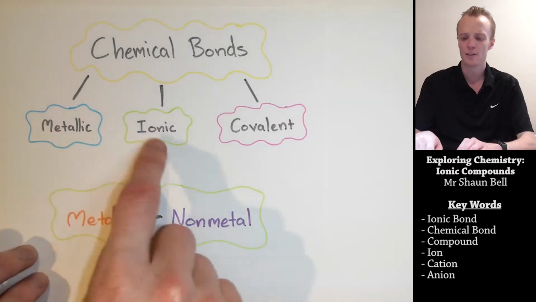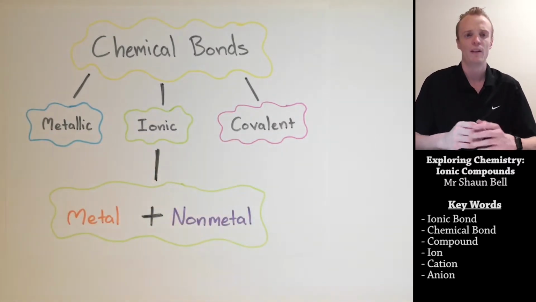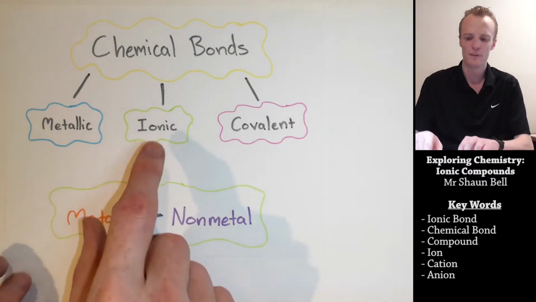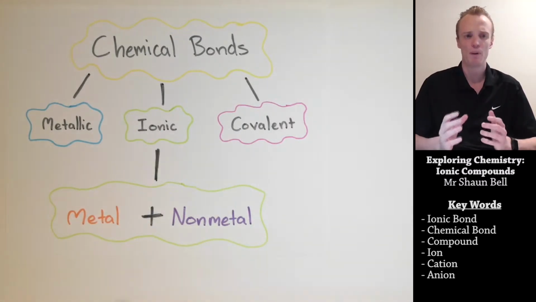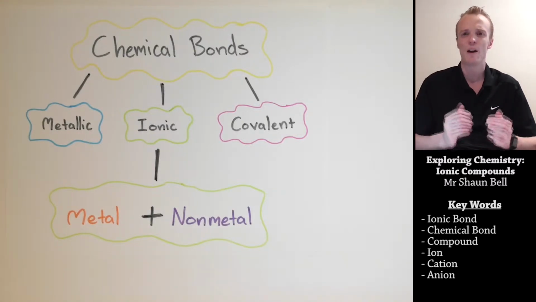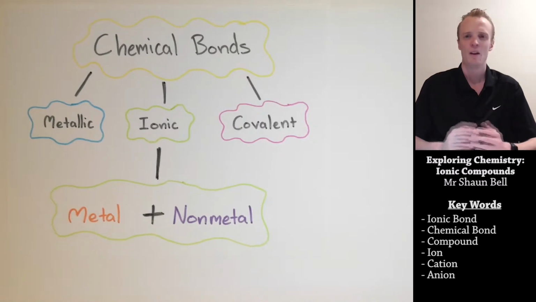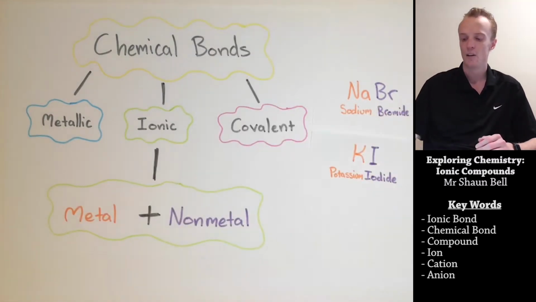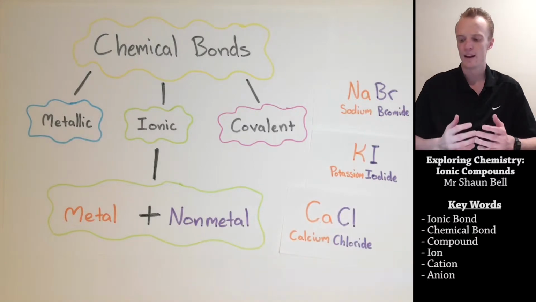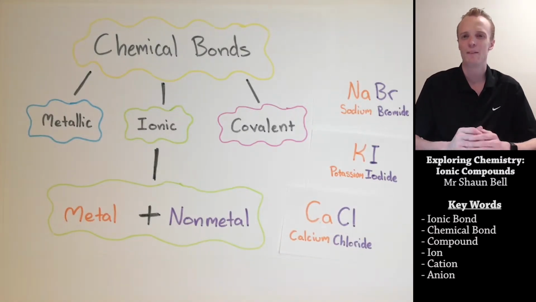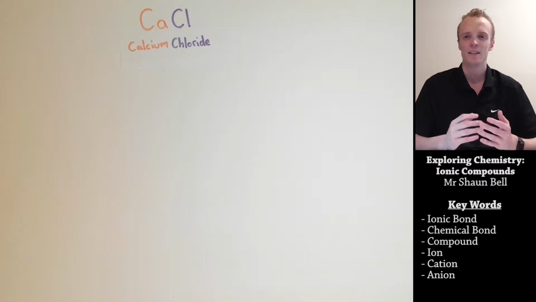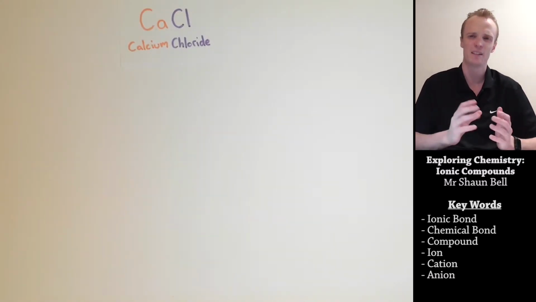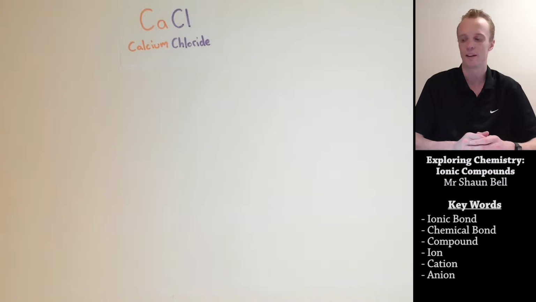So here are a list of the three types of chemical bonds that can occur. But today we're going to focus on ionic bonding, which is a bond between a metal and a non-metal, which forms what we call an ionic compound. While there are many different types of ionic compounds, some of these can include sodium bromide, potassium iodide, or the most well-known one, calcium chloride, which is more commonly known as table salt. So let's use calcium chloride as an example to explain how ionic bonding occurs.